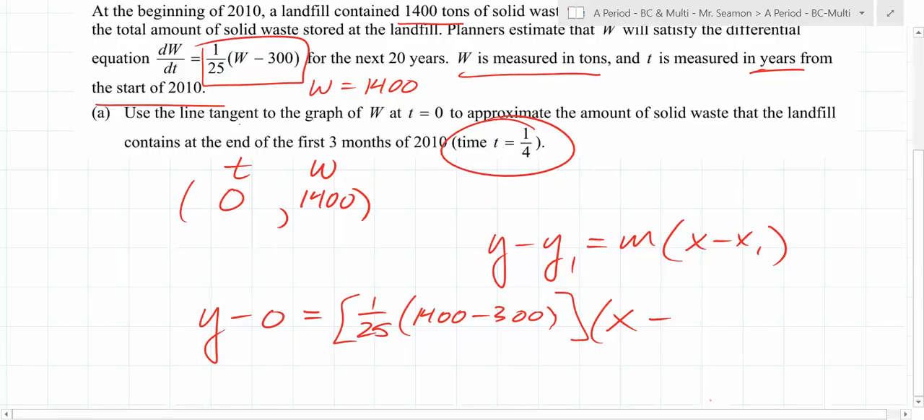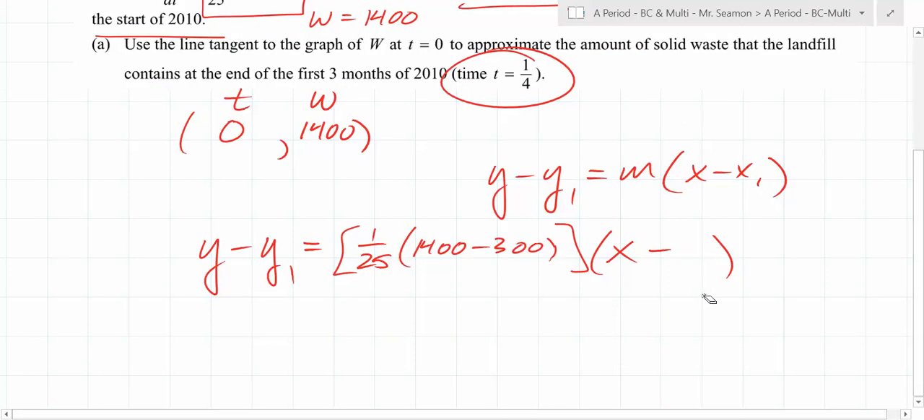So x1 is going to be x minus what? 0, right? Is everybody okay with that? So what should go right here? 1400, correct. So this is our tangent line. So what do we have here? Y minus 1400. What do we get? 1100. So it's going to be 44x.